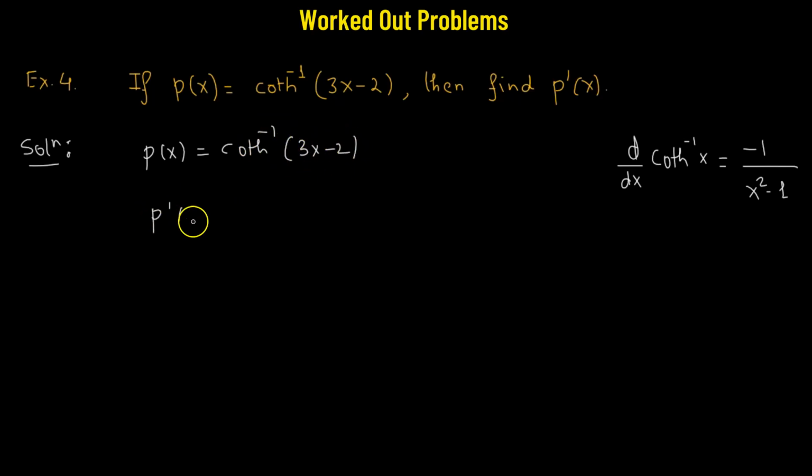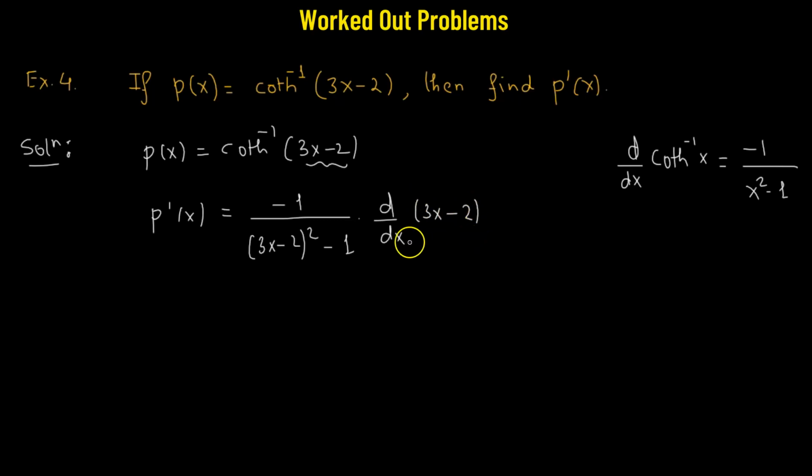So its derivative with respect to x will be equal to negative 1 divided by, so this will be treated as x, so we have 3x minus 2 whole squared minus 1. But since this is not x, we'll multiply it to the derivative of 3x minus 2. So the derivative of 3x minus 2, that will be negative 3 divided by 3x minus 2 whole squared minus 1, which is the required derivative. Let's move on to the next and the final problem.